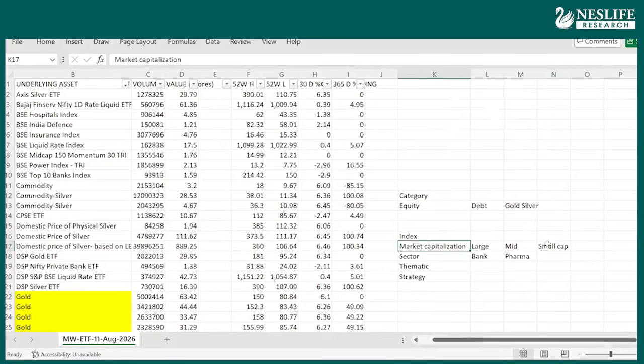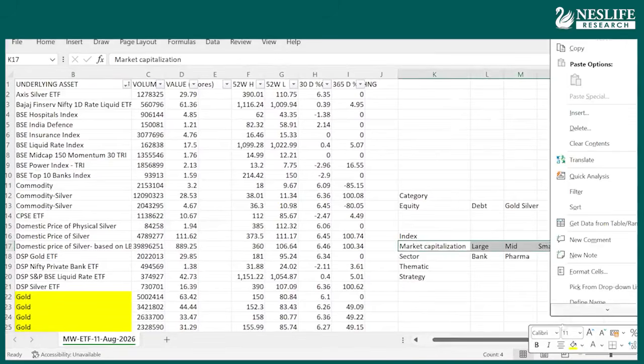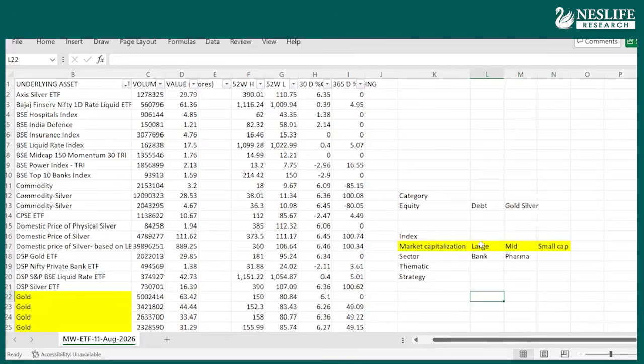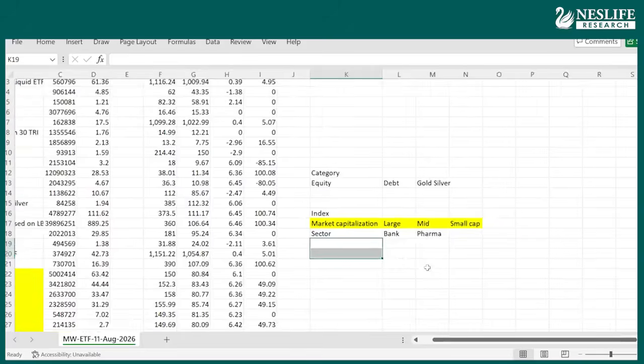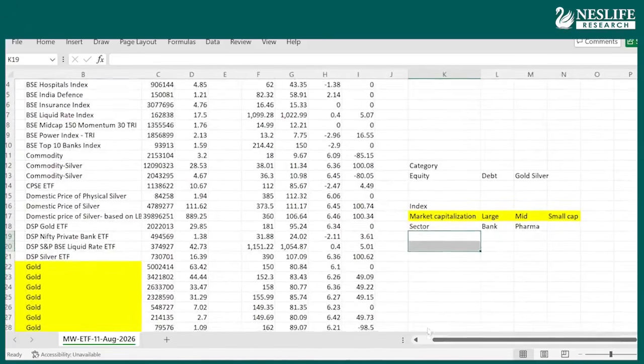At the most, if you have the knowledge of industries, then go for sector. Otherwise, this is more than enough: large cap, mid cap, small cap. Thematic and strategy is only for the people who are experienced. Now there are international funds as well.